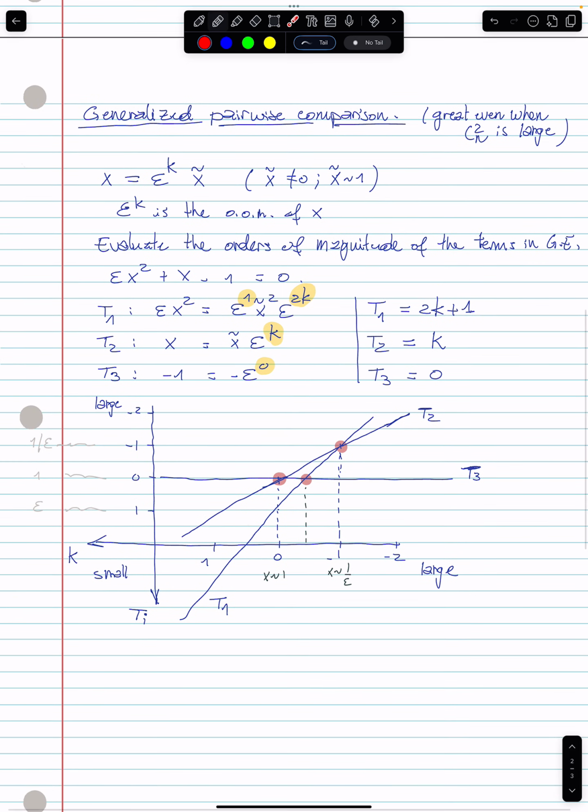And we also saw that it was possible to have T1 and T3 with the same order of magnitude, with a root which was of order 1 over square root epsilon. But unfortunately, these two terms were not the leading terms, and the second term was actually larger. It is above in this plot. All right, so if it is above in this plot, it means it is larger.